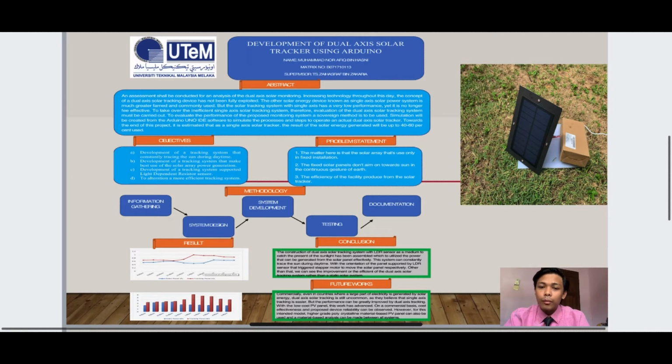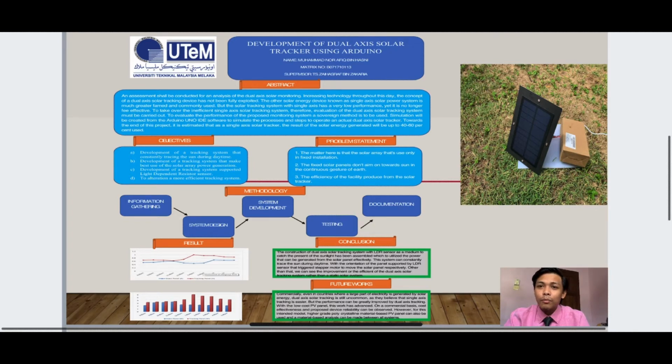According to the research study that I have done, those two concepts have low performance and are not very effective. Therefore, I evaluate and develop this dual axis solar tracker to see its effectiveness on performance, especially on the efficiency of the output voltage of the solar panel.